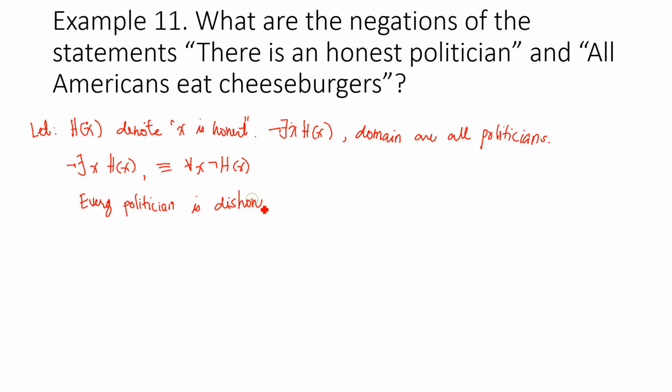Okay. Note in English, the statement "all politicians are not honest" is ambiguous. Let me reiterate that this is ambiguous. In common usage, this statement often means "not all politicians are honest." So consequently, we do not use the statement to express this negation. That's why we have "every politician is dishonest."